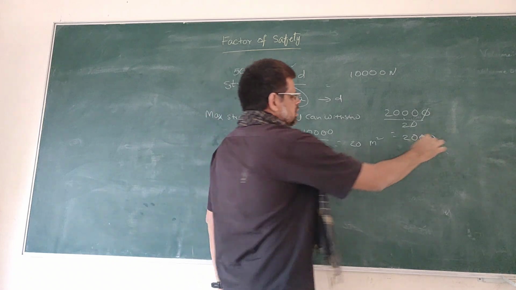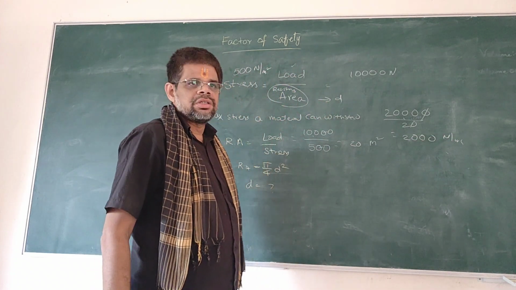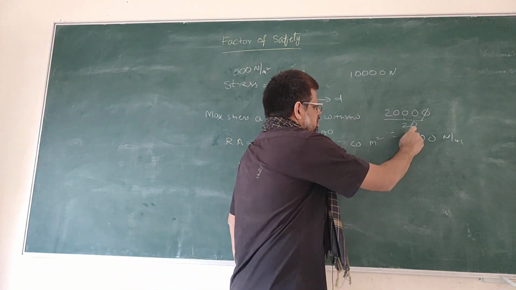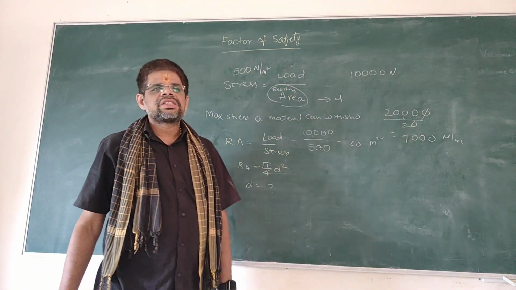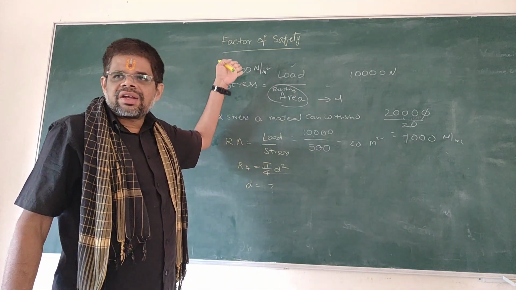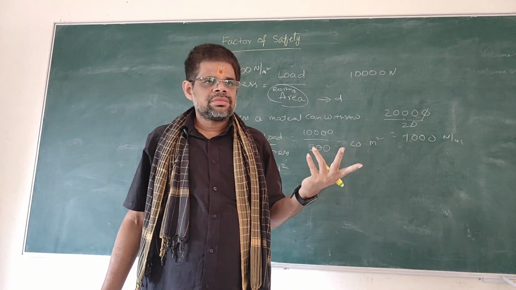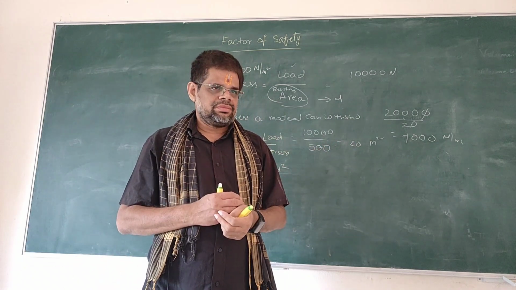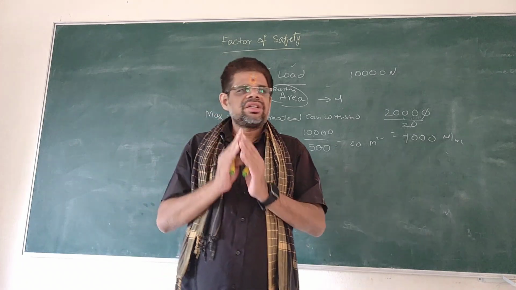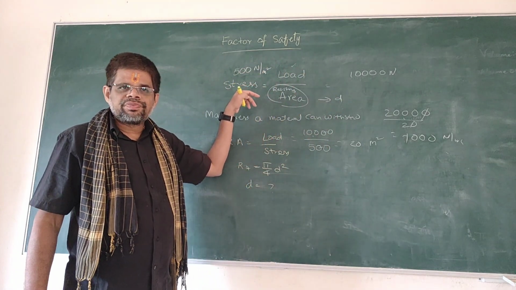2000 newtons per square meter? Sorry, 1000 newtons per square meter. But the maximum stress that the material can withstand is only 500, and the stress developed is 1000. So obviously the material will fail. Is it right or not? That's why our design should not be based on the maximum stress value.